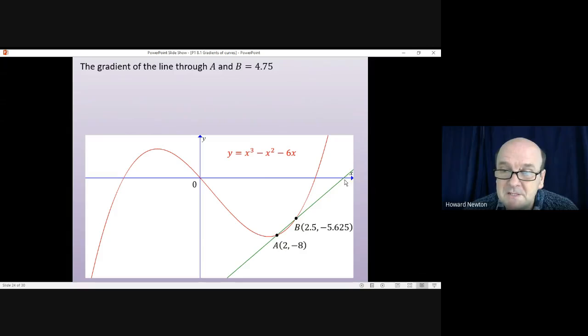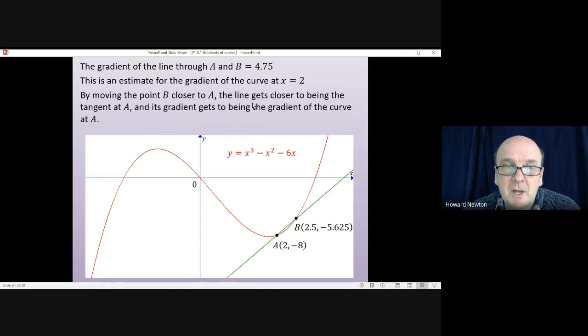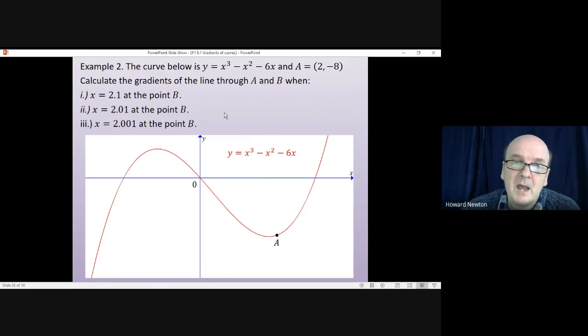It's exactly the gradient of that line, but that line isn't exactly the tangent. But it is an estimate for the gradient of the curve at x equals 2. And if I want a more accurate estimate, all I have to do is move the point B closer and closer and closer to A. And as I move the point B closer to A, then the line through A and B gets closer and closer to being the tangent, which means the gradient of that line gets closer and closer to being the gradient of the curve. Now, I'll let you have a go at working out what this means in practice.